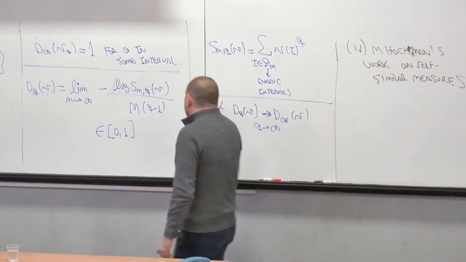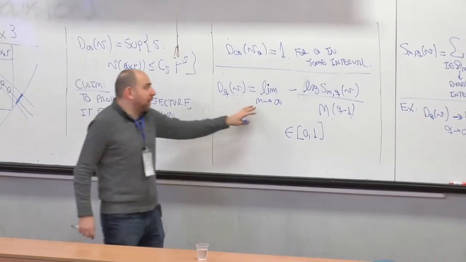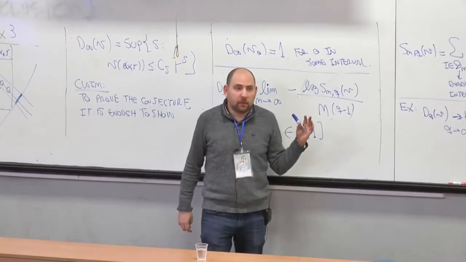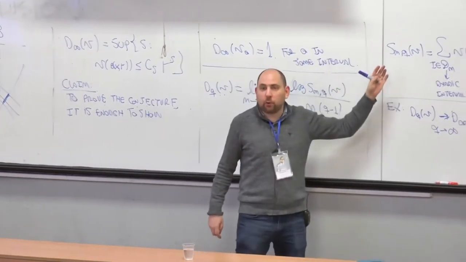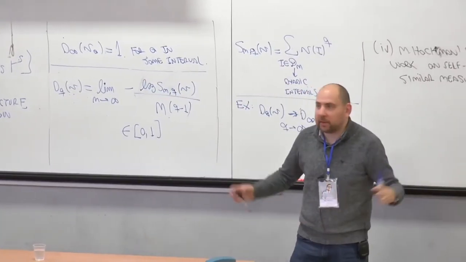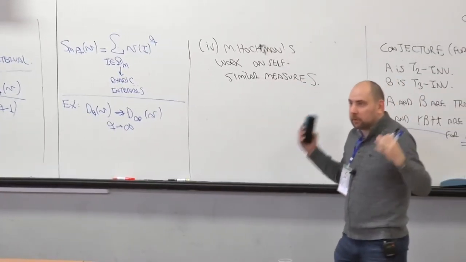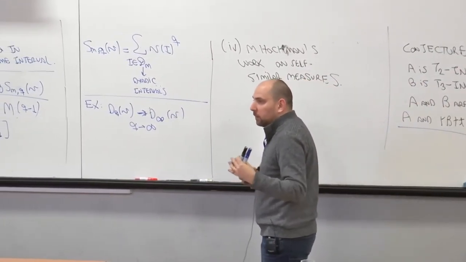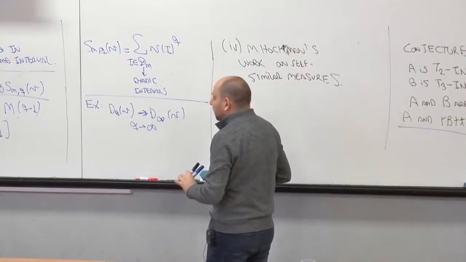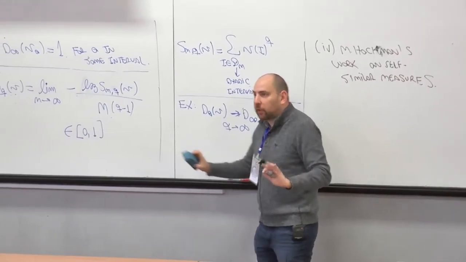So why do I work with this? At first sight, this can look much more complicated than this. But this is much better because there is some convexity. This is closely related to LQ norms. It is an LQ norm in some sense. So there is convexity. For q equal infinity, there is no convexity. For q finite, there is convexity. So this has much better properties, even though if you've never seen it before, it looks ugly. It's wonderful. It's not ugly.